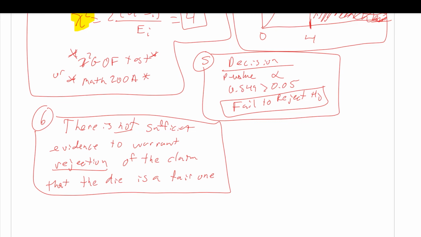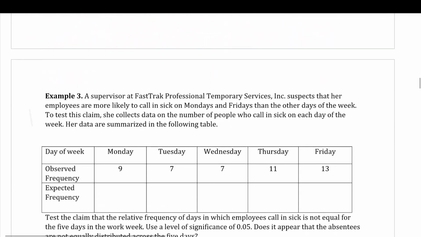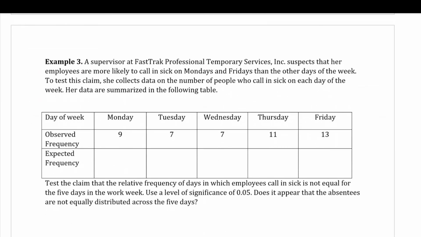Okay, let's do another one. Last example of this section. It says a supervisor at Fast Track Professional Temporary Services Incorporated suspects that her employees are more likely to call in sick on Mondays and Fridays than the other days of the week. To test this claim, she collects data on the number of people who call in sick on each day of the week. Her data are summarized in the following table.